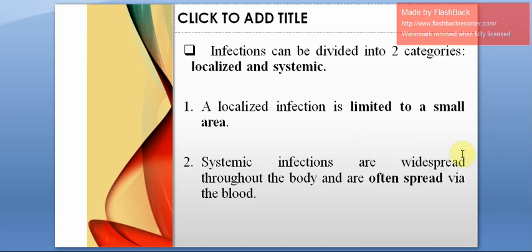For example, if you have an abscess in the finger or a sprain in the ankle, that can be referred to as localized infection. Systemic infection means it is widespread all over the body. It is affecting your whole body. For example, when you have an infection in the blood, the bloodstream, it spreads throughout your body. That is referred to as systemic infection.